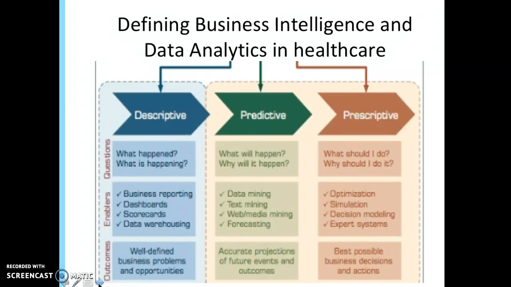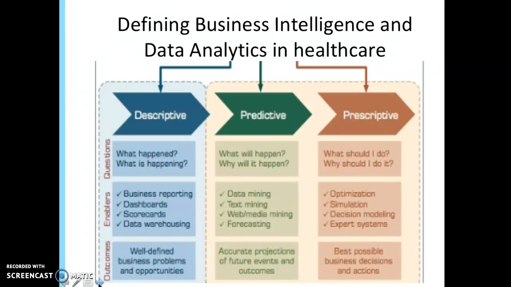In the predictive column, the questions that we can answer are, what will happen? How can we predict something? And also, why will it happen? What is the root cause? And the enablers for this to happen are data mining, text mining, website and other types of media mining, and forecasting. And the outcomes would be accurate projections of future events and outcomes.